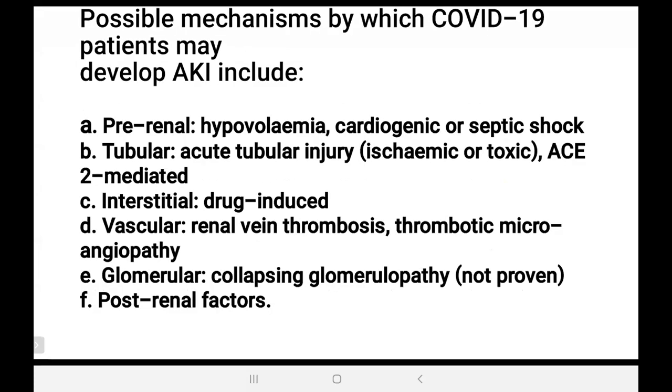The possible mechanisms by which COVID-19 patients may develop acute kidney injury include prerenal factors like hypovolemia, cardiogenic or septic shock. It could be tubular: acute tubular necrosis, acute tubular injury, which could be ischemic or toxic, or immune-mediated. Could be drug-induced interstitial lesions, or vascular, like renal vein thrombosis, thrombotic microangiopathy. We all know the tendency to thrombosis that COVID-19 patients manifest.